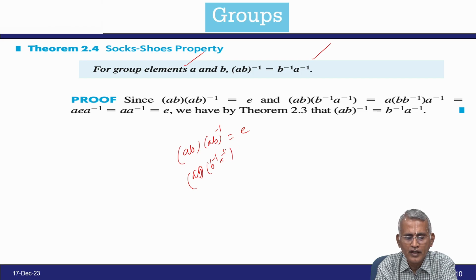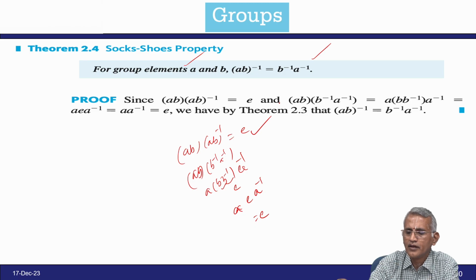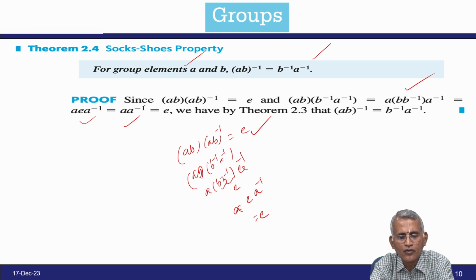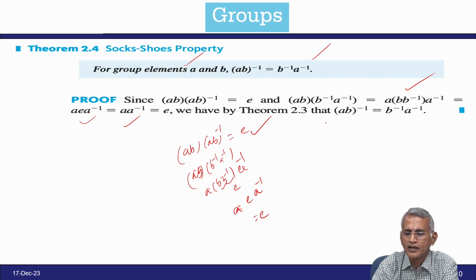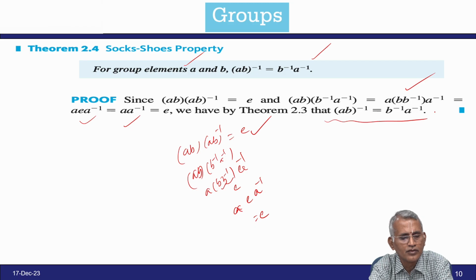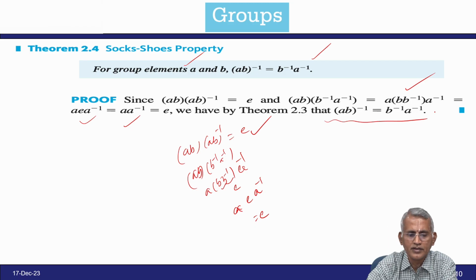So you take the LHS. By the associative property, this becomes like this. So it becomes E, therefore A into E into A inverse, which is equal to E. So E is proved. This way we can write the proof that the inverse of AB equals B inverse into A inverse. So we have the previous theorem that the inverse of AB equals B inverse A inverse.